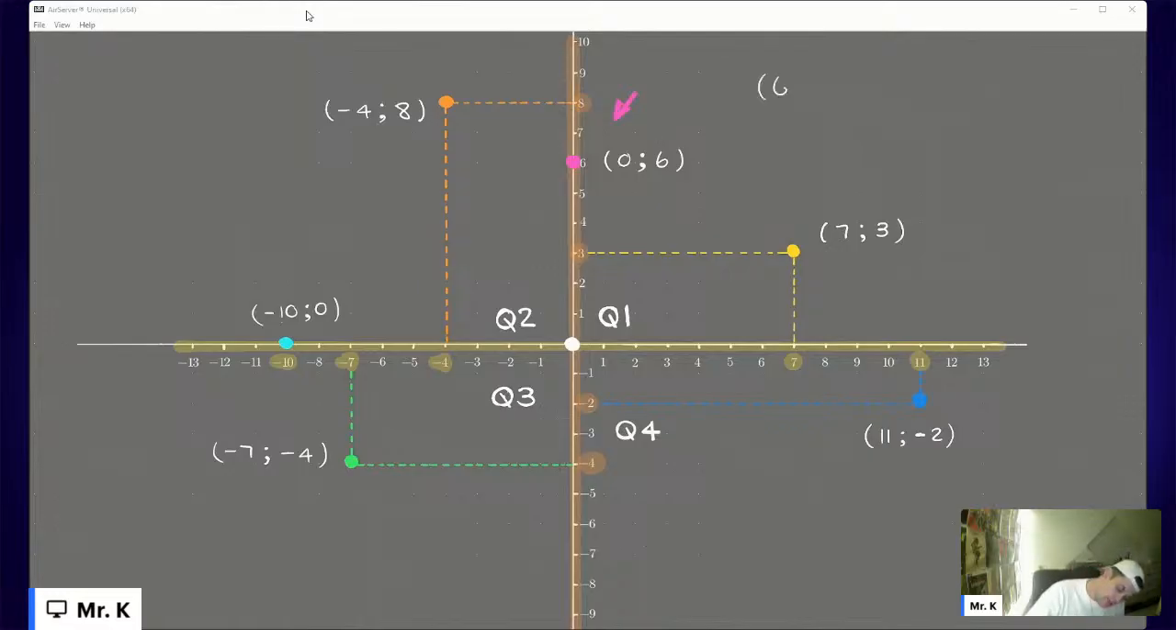If I was looking for 6, 0, I would actually be looking at this point right over here on my x-axis, right? So the order of your values has a huge impact. All right. So just be very careful. 6, 0 and 0, 6 are not the same, but great job for trying. You've got the right idea. Okay, keep it up.